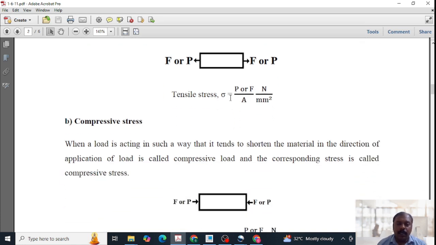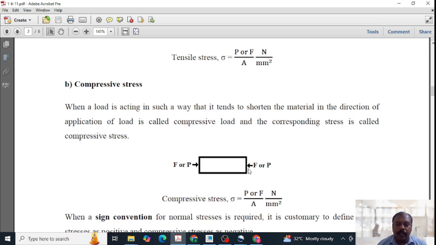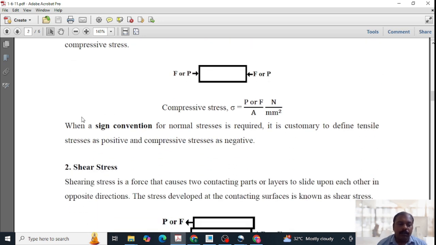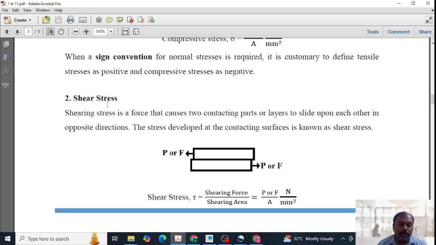And for the compressive stress, if a compressive force is acting on a material and it is pushing the material, then the stress created inside the material is called compressive stress. The difference is that the tensile stress is taken in the positive sign and the compressive stress is taken in the negative sign. When a sign convention for stress is required, it is customary to define tensile stress as positive and compressive stress as negative.